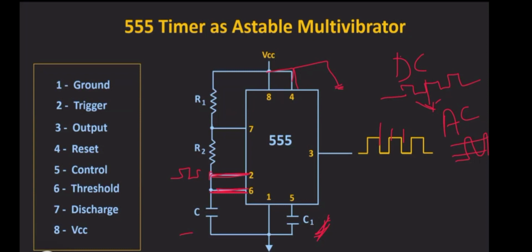So pin configuration should be written properly. So can I go for the next slide? Have you copied down this? So you have to write both the circuit diagram as well as the internal block diagram of a 555 timer in astable mode of operation.